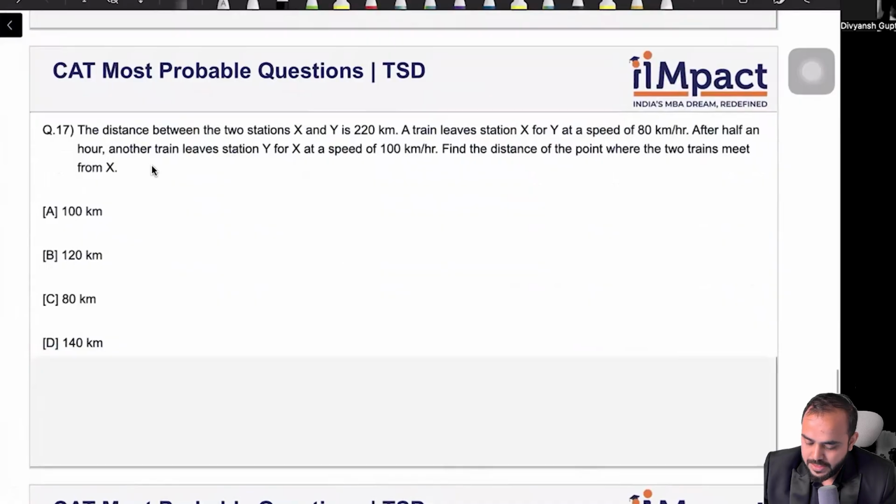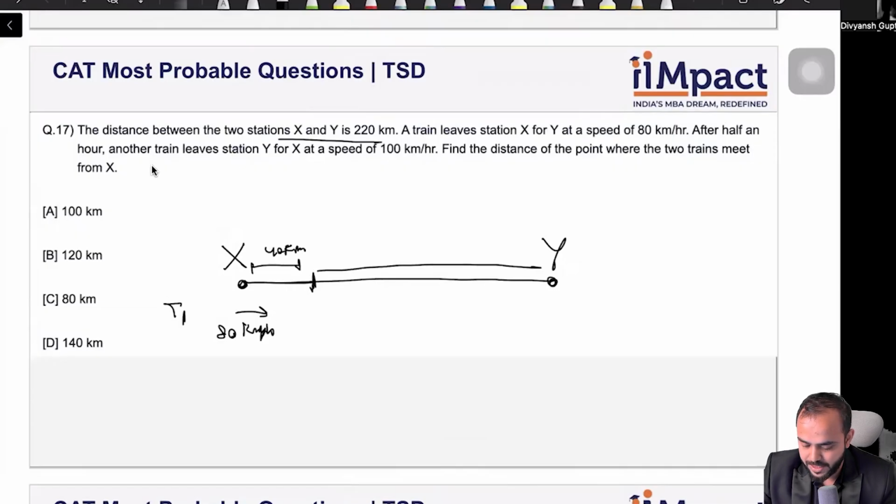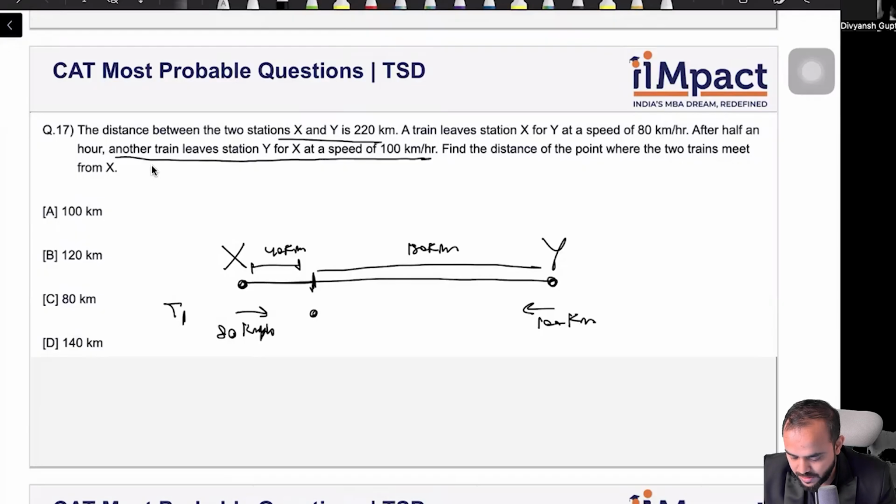Moving on. Distance between two stations x and y is 220 kilometers. Now train 1 leaves x at a speed of 80 kilometer per hour. After half an hour, in this half an hour, this train would have traveled 40 kilometers, which means that the gap remains of 180 kilometers. Another train leaves y for x at a speed of 100 kilometer per hour. So this is the situation that we are at now.